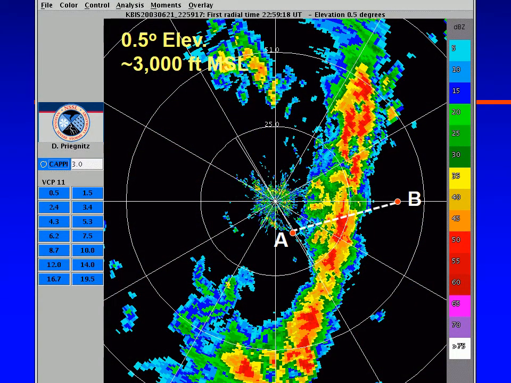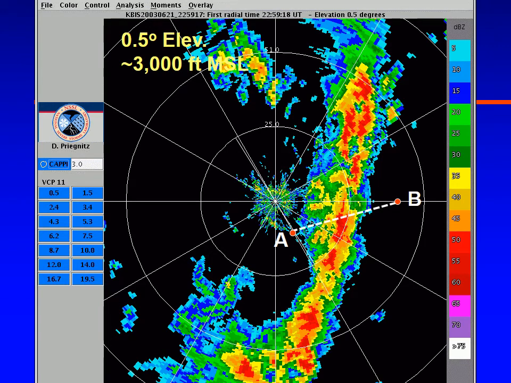Like we did with the other types of storms, I took an example. We're going to look at a storm that went through Bismarck. Bismarck tends to get a lot of squall lines. So here's one that went through back in 2003. And it had already gone through Bismarck and it's moving off to the east. What we're going to do is take a cross section from point A to point B and look at the storm.